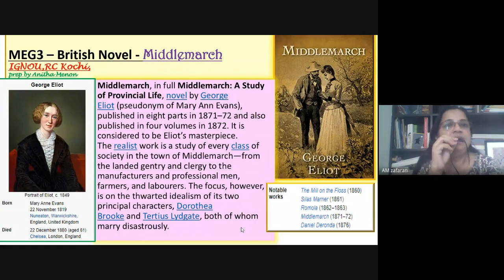And now we have the novel Middlemarch, written by George Eliot. Now, George Eliot is not the real name of the writer. The real name of the writer, as you can see on the slide, to the left, is Mary Ann Evans. That was the real name of the writer. Now, she also assumed the pen name of George Eliot. She was born on the 22nd of November, 1819, in Warwickshire, in England. And she died age 61 in the year.